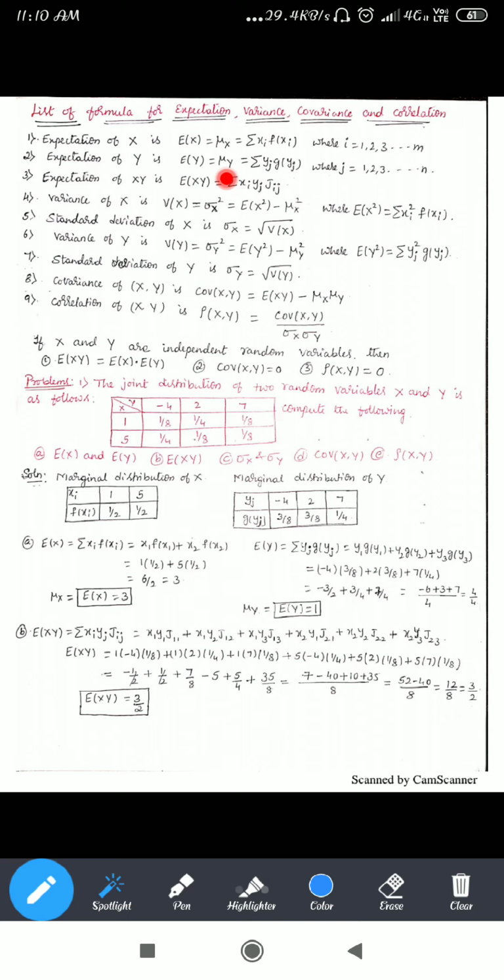And then variance of x is E of x square minus mu x square. Mu x means E of x. Same thing for y. So before going to the problems, you have to practice these formulas and all. It is very, very important to solve the problems.